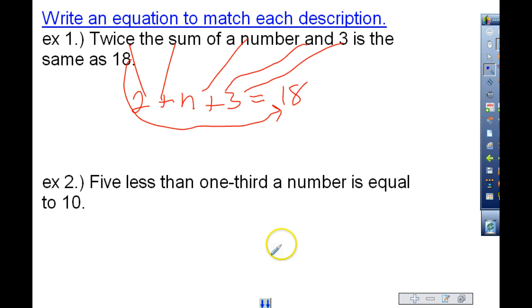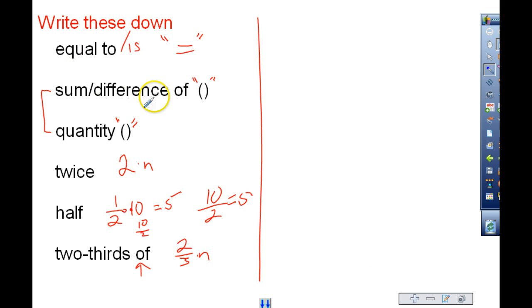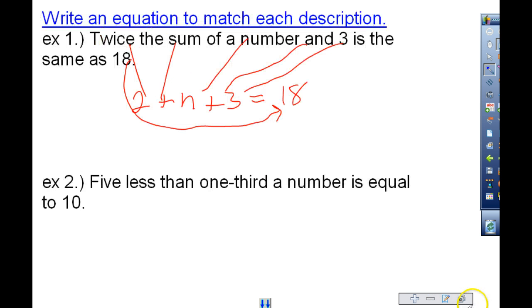So when you see sum of, difference of, that's a signal of parentheses. We're talking about everything after that; after sum of, that goes in parentheses. So that means we want to use twice the sum of a number and 3, parentheses, a number plus 3, equals 18. So please be aware of when to use parentheses. It won't say the word parentheses inside the sentence.